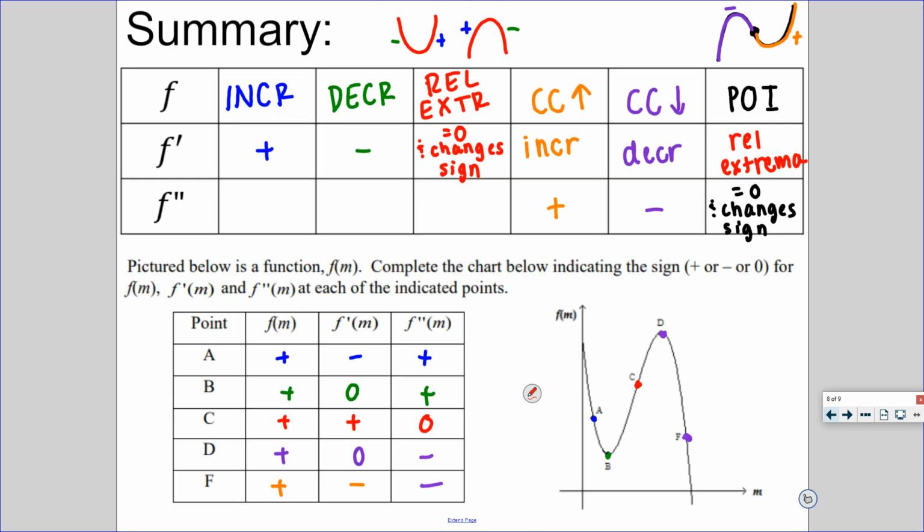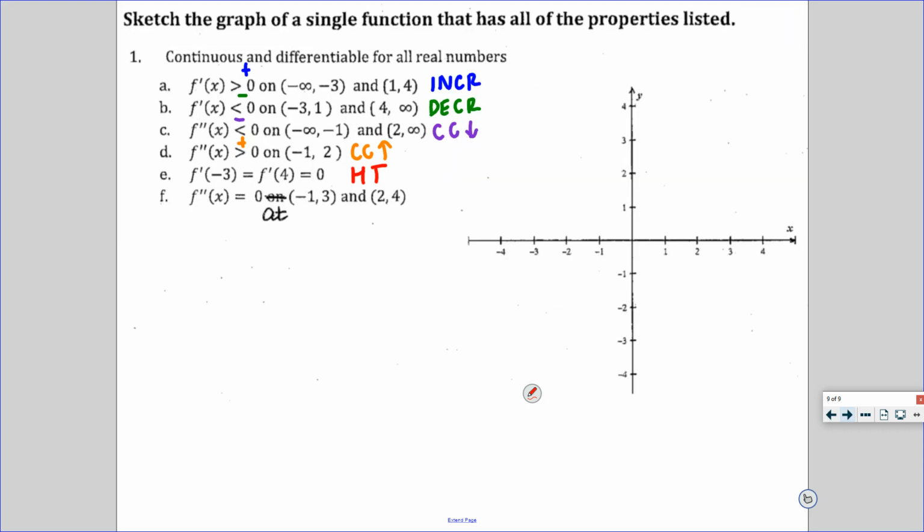When our second derivative is equal to 0, that means we could have a point of inflection, where it changes concavity. So let's label that. Could have a point of inflection here. It depends again on where my concavity changes.